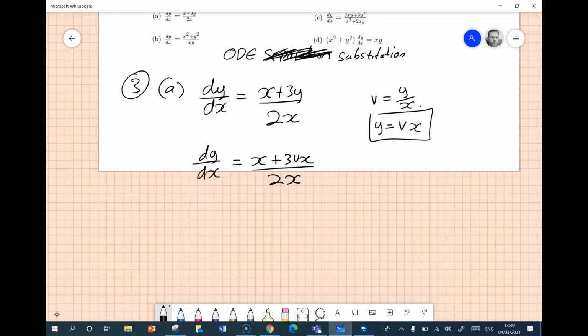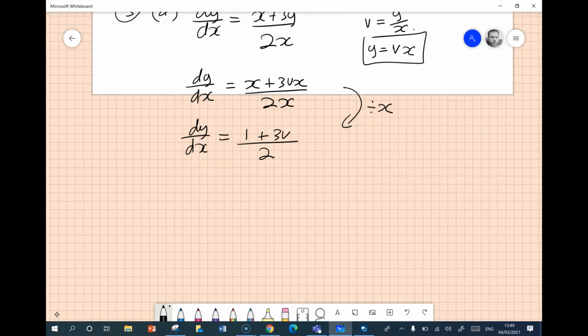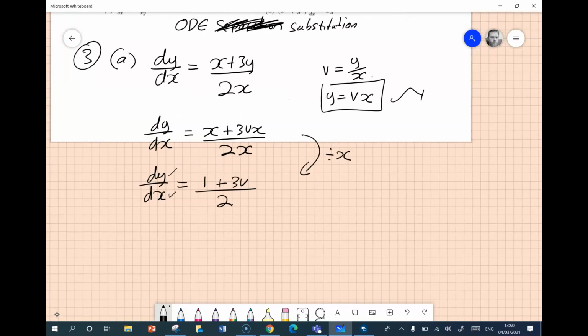Now we can simplify. The easiest way to simplify that fraction is you notice that x appears in absolutely everything. If you divide every single part of a fraction by the same thing, it makes life easier. So what I'm going to do now is divide everything by x. So x divided by x is 1, 3vx divided by x is 3v, and 2x divided by x is 2. Okay, now nearly ready to go, except I've got dy here and dx. dx is fine because I'm happy with my x's. It's my dy's. I have no more y's. Instead, I've got v's there, so I need dv/dx. So we're going to come back up to this and adjust it.